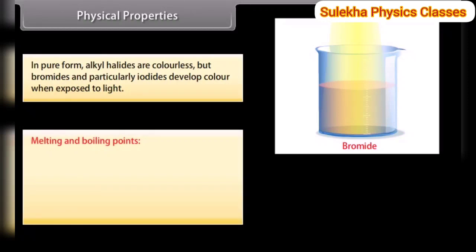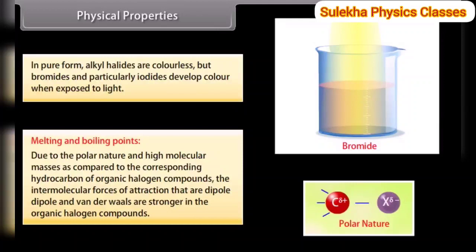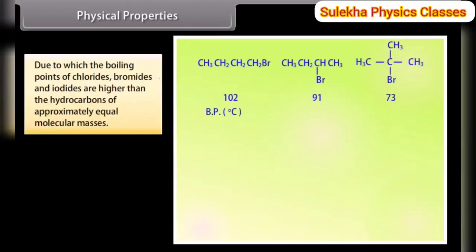Melting and boiling points. Due to the polar nature and high molecular masses as compared to the corresponding hydrocarbons, the intermolecular forces of attraction, that are dipole-dipole and van der Waals, are stronger in the organic halogen compounds, due to which the boiling points of chlorides, bromides and iodides are higher than the hydrocarbons of approximately equal molecular mass.